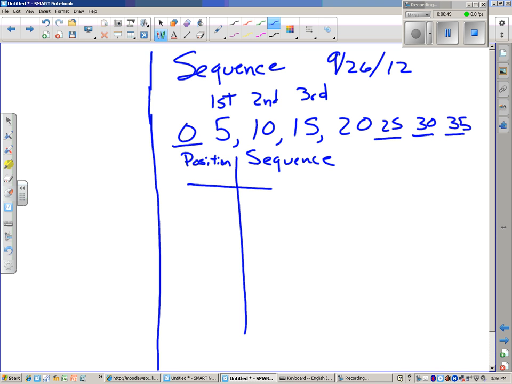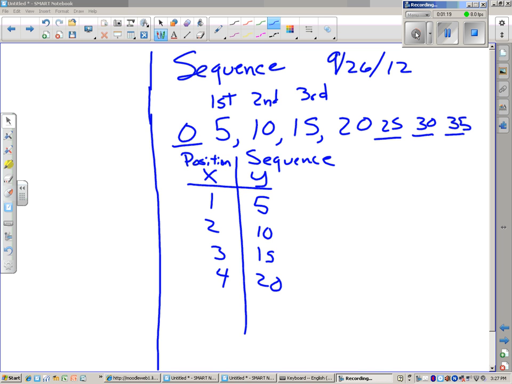But mathematically, our position is going to be our x values. Our sequence is going to be our y values. So the sequence was 5, 10, 15, 20. The 5 was in the what position? First position. The 10 was in the what position? Second. The 15 was in the third, and the 20 was in the fourth.